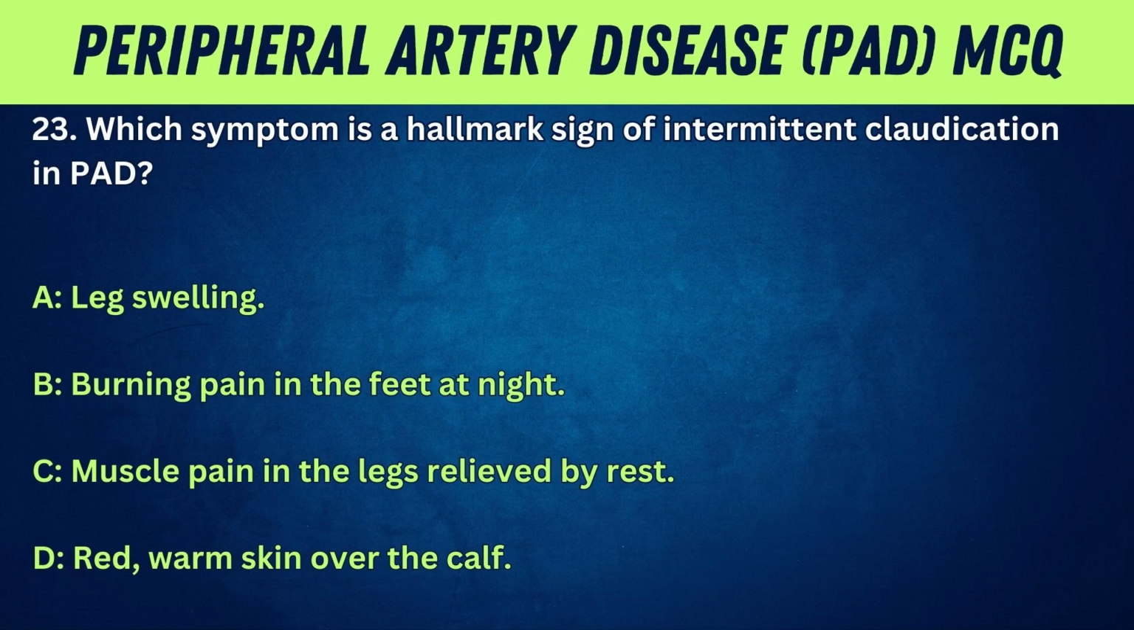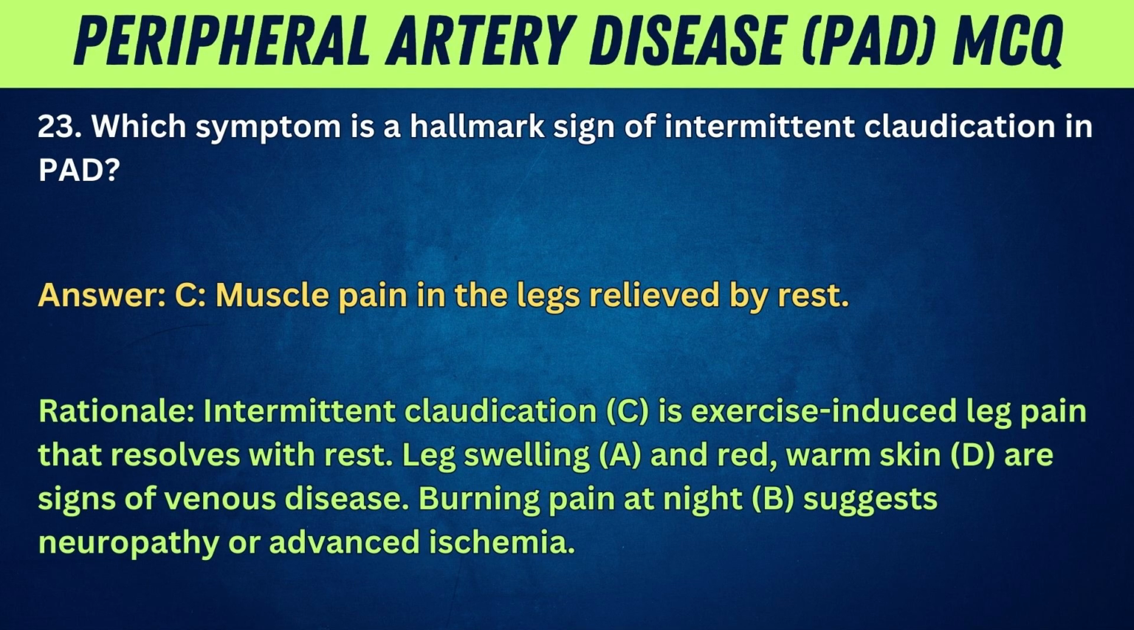23. Which symptom is a hallmark sign of intermittent claudication in PAD? A. Leg swelling. B. Burning pain in the feet at night. C. Muscle pain in the legs relieved by rest. D. Red, warm skin over the calf. Answer: C. Muscle pain in the legs relieved by rest. Rationale: Intermittent claudication, C, is exercise-induced leg pain that resolves with rest. Leg swelling, A, and red, warm skin, D, are signs of venous disease. Burning pain at night, B, suggests neuropathy or advanced ischemia.